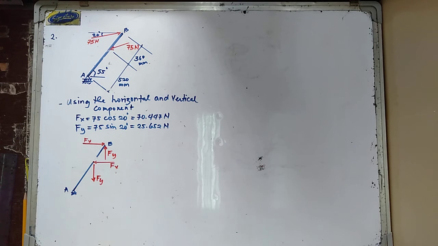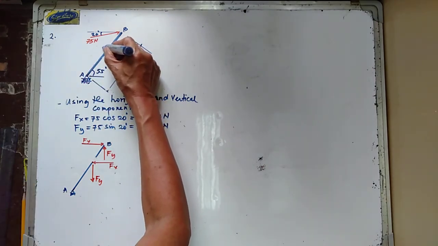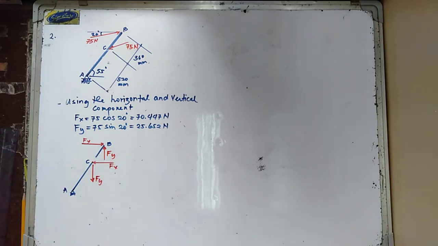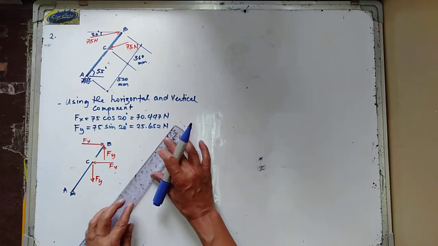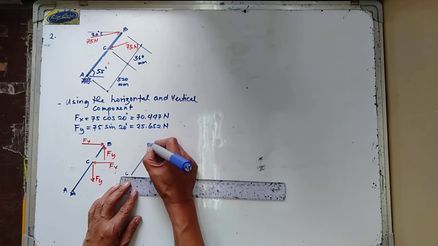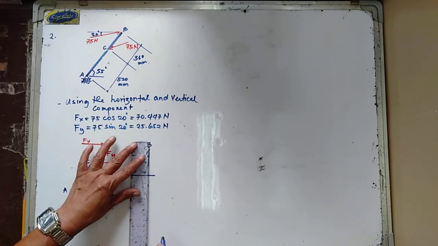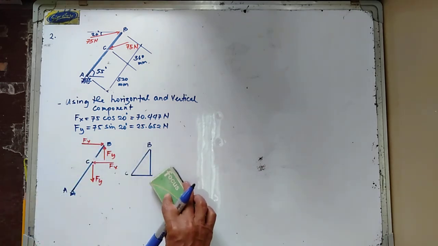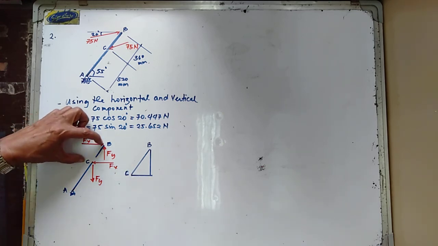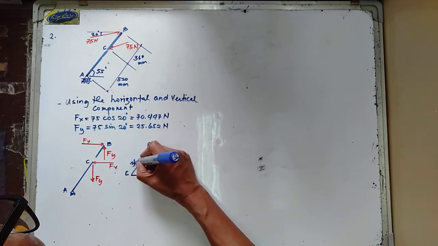Now, let us determine, say, I will consider this one as point C. So this is now your point C, and that one is point B. Such that this distance in here is equal to 360 mm.